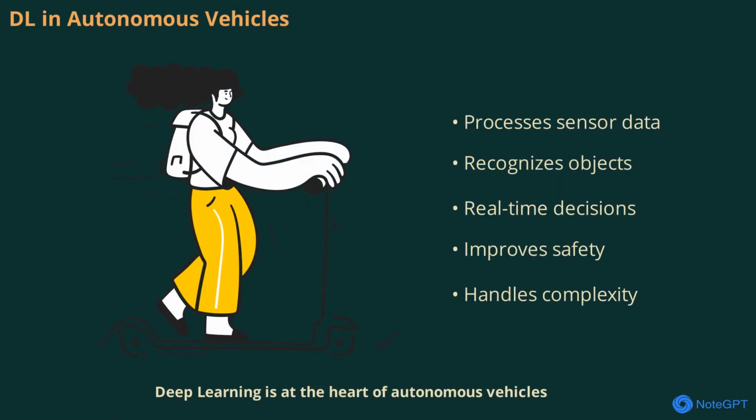Deep learning is at the heart of autonomous vehicles. DL models process sensor data, recognize objects, and make driving decisions in real time. By learning from millions of driving scenarios, these systems improve safety and reliability. The complexity of driving environments makes DL essential for handling unexpected situations and ensuring smooth operation.